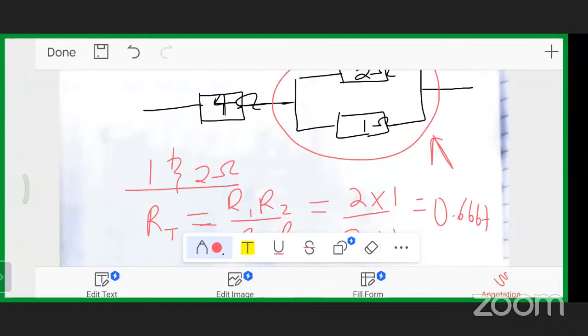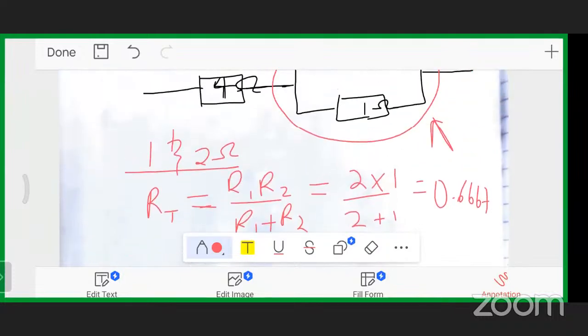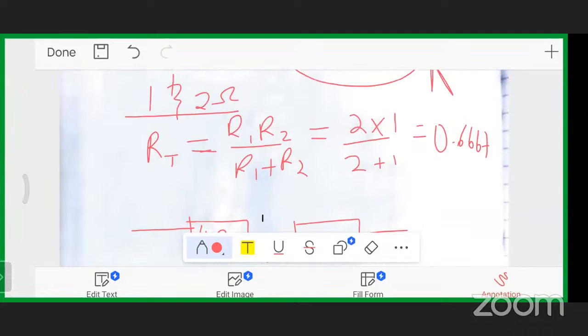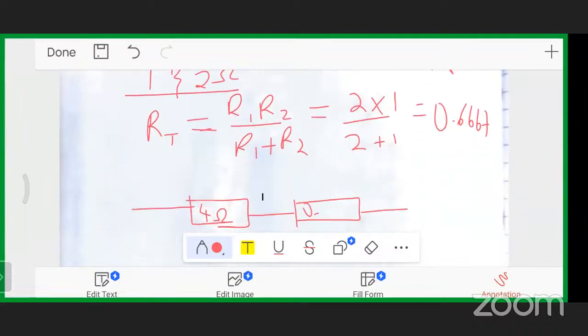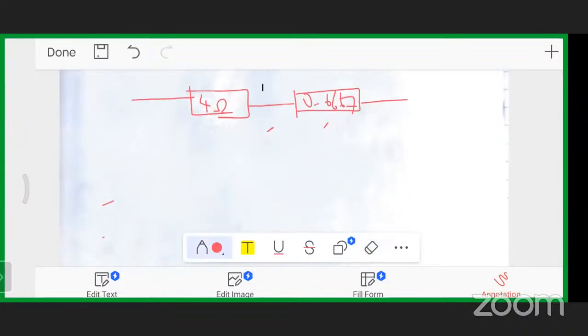If you are to redraw, you can redraw that circuit by making it look like this. On the left, you have the 4 ohm resistor. And then you can have a single resistor now to represent the two that are in parallel, the one that is 0.6667. Then now the two, if you check this and that, are now in series. So you can find the R total by now adding them. That will be the R effective. You now add this 4 plus 0.6667.